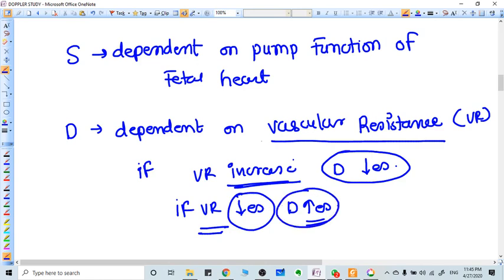So I am telling you a very important thing. When the placenta is formed in early pregnancy, the blood vessel system is not well developed. But with the increase of gestational age, the vessels in the placenta become wider and wider, and more blood can flow into this placental bed. So when the gestational age is increasing, the vascular resistance of the placenta will decrease.